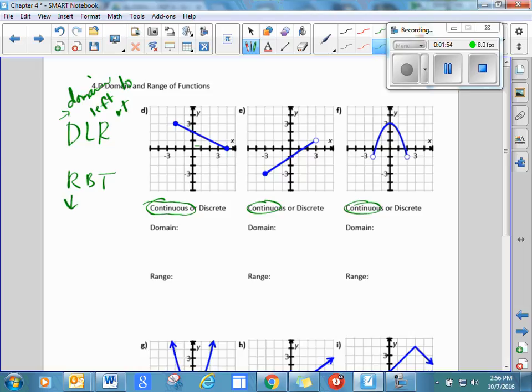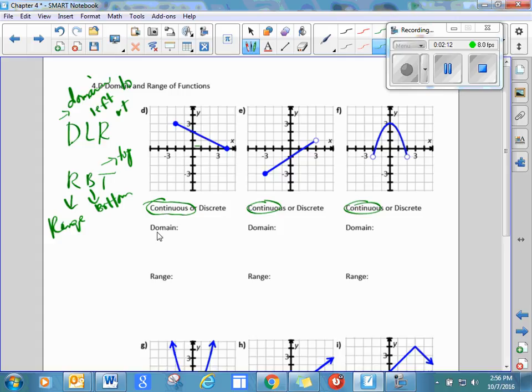Ribbit, the range, is bottom to top, which represents going from a bottom up to a top, and that gives you a visual of our Y-axis.